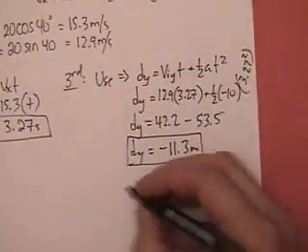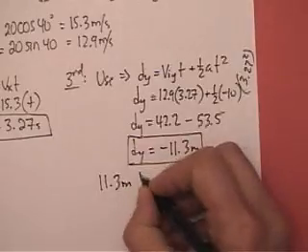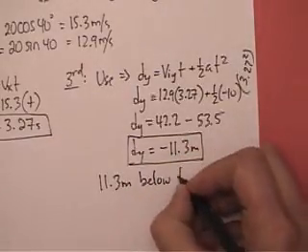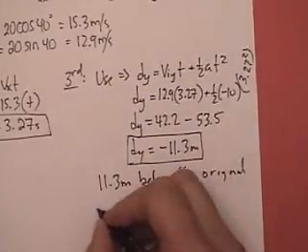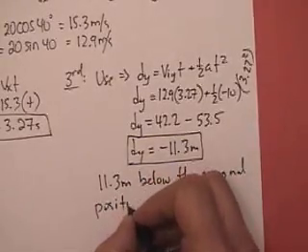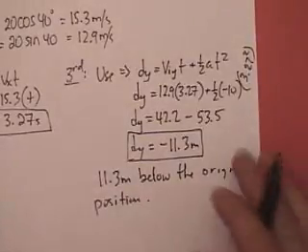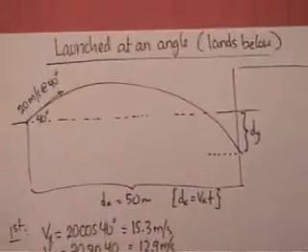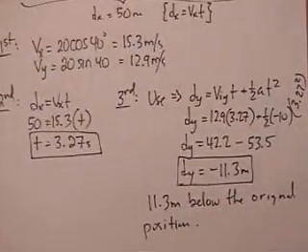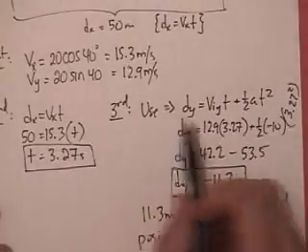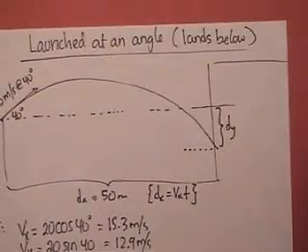That means that it's 11.3 meters below the original position, or launch position, or whatever you want to call it, but it's 11.3 meters below. Super, super easy question. They figure this is supposed to be hard, but look at it. It's so much easier than the last two, just because you have your two equations. But the fact that it falls a little bit bothers people.